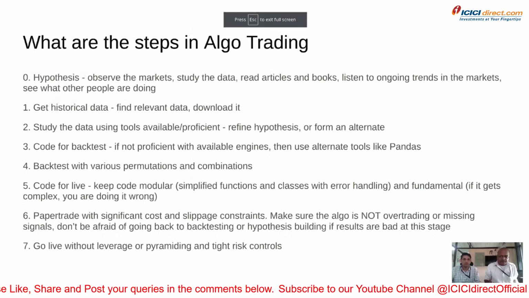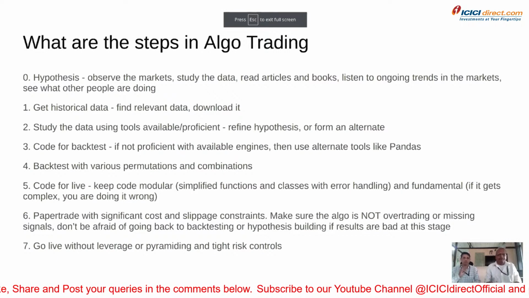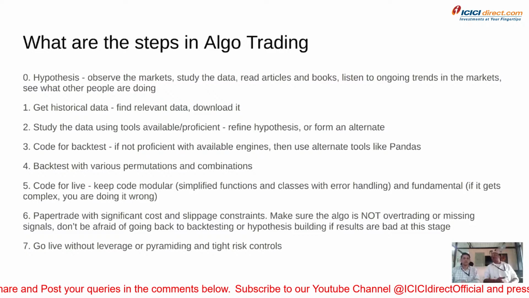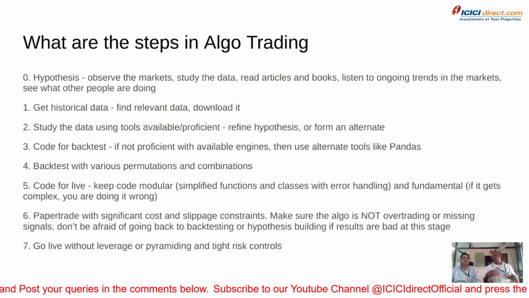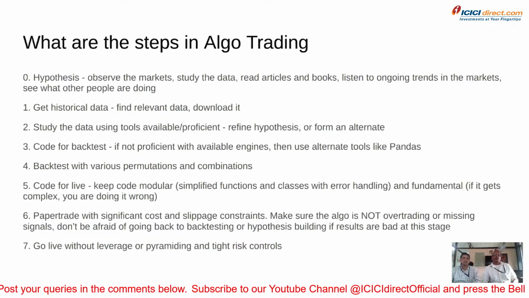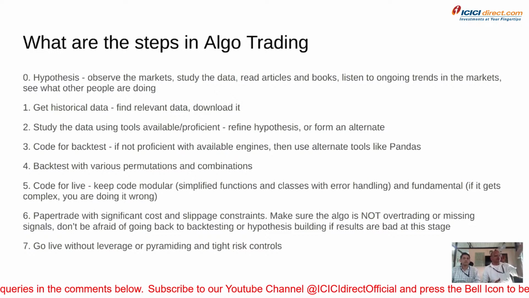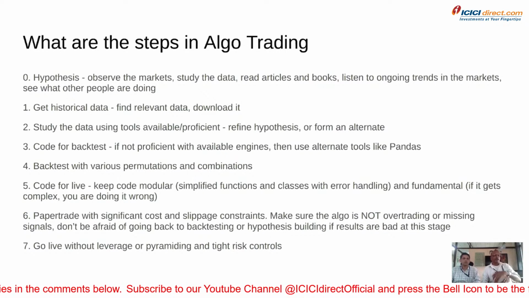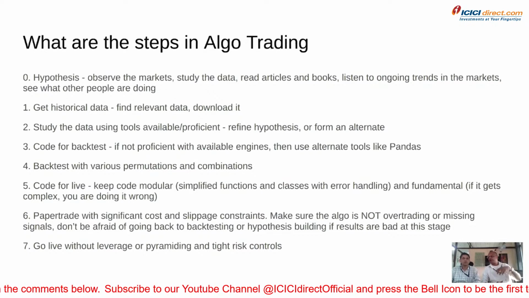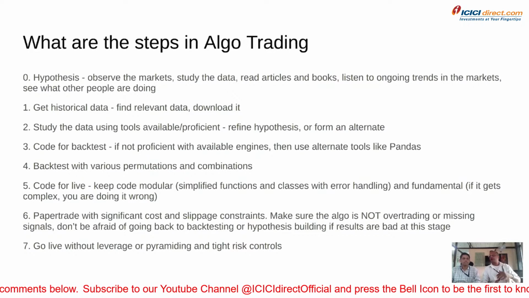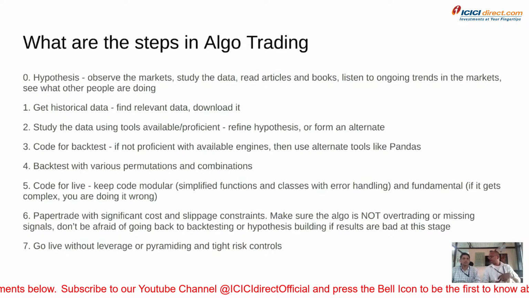Okay. So here we are. Now let's say we have a hypothesis, say, moving average crossover. Then what do you do? Then you get the historical data. Because now that you have a hypothesis, am I looking for daily entry exit? Am I looking for intraday entry exit? Am I looking for slow moving stocks? Am I looking for fast moving stocks?